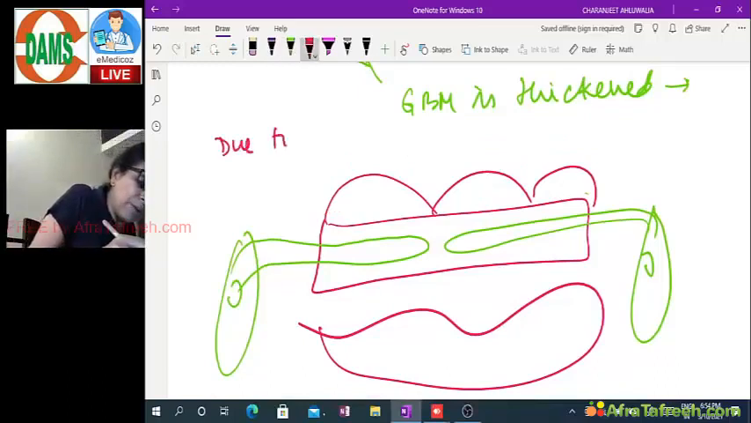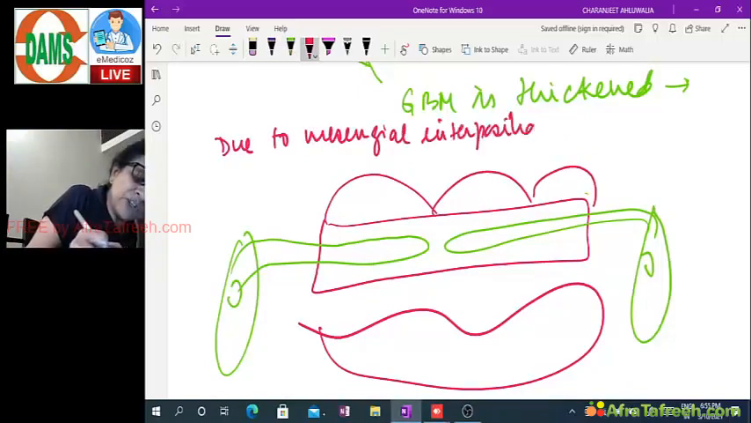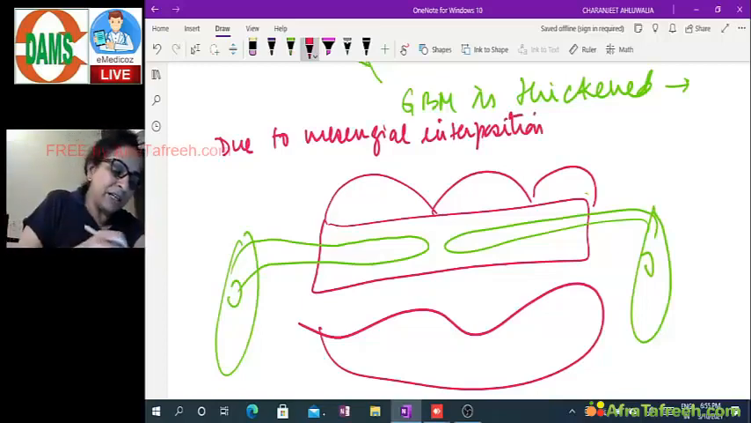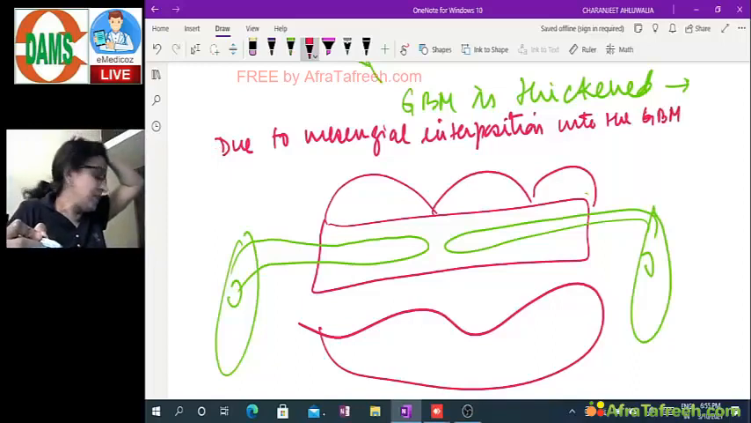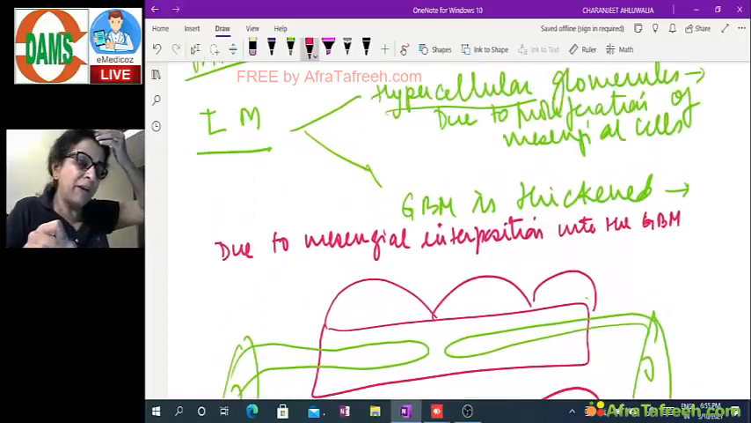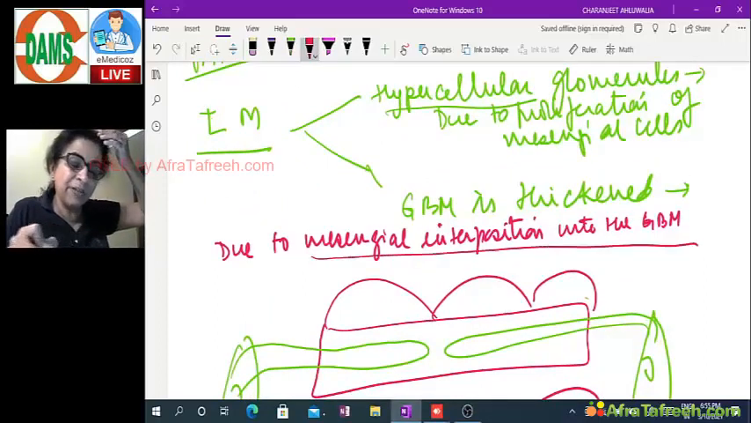Due to mesangial interposition. So mesangial cells are interposing into the GBM. So the GBM is thickened due to mesangial interposition into the GBM. Because of this, the GBM appears thickened. So by light microscopy, the glomerulus is hypercellular and the GBM is thickened due to mesangial interposition.